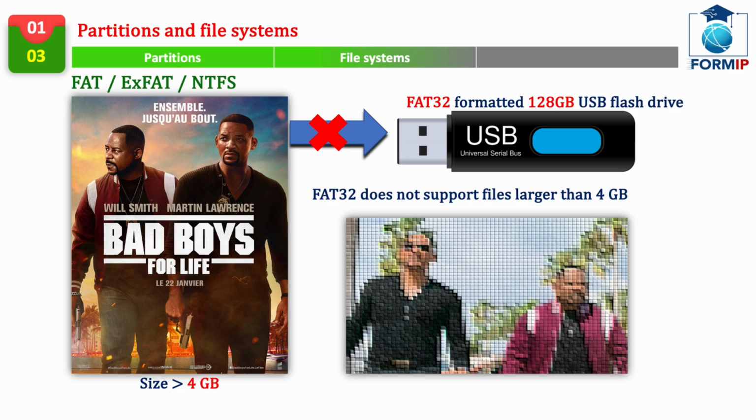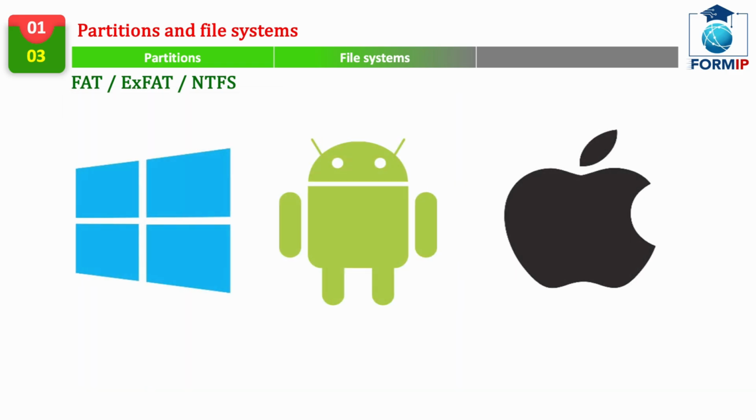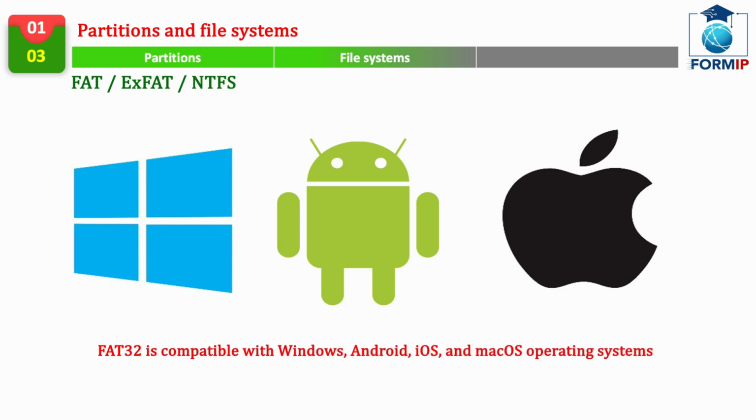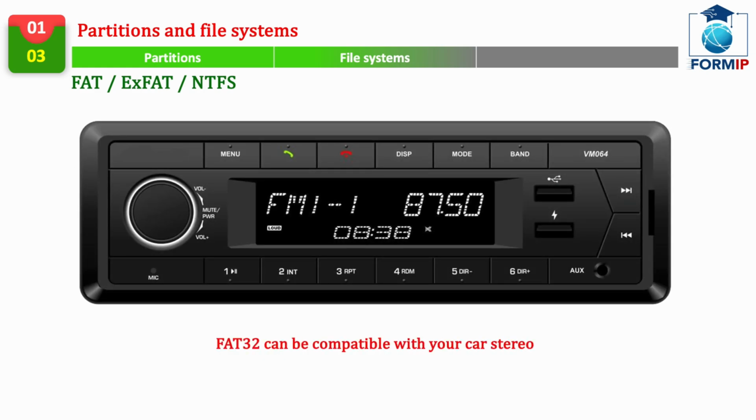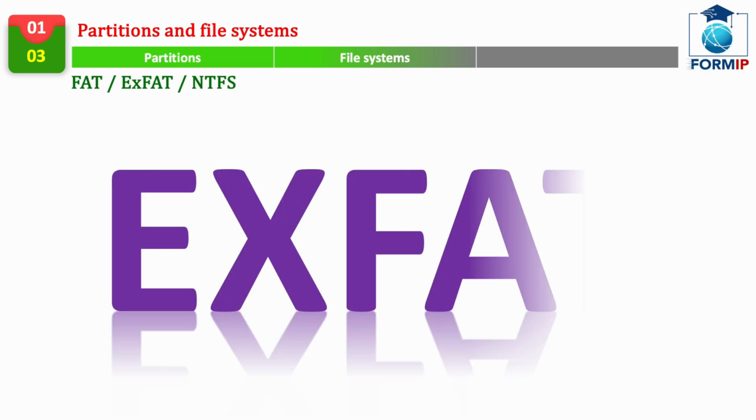The FAT32 is still widely used because the biggest advantage it has is that it is compatible with most operating systems, such as Windows, Android, iOS, or macOS. For example, if you have an MP3 car radio, well, you will have a better chance that it is compatible with FAT32 than any other file system.